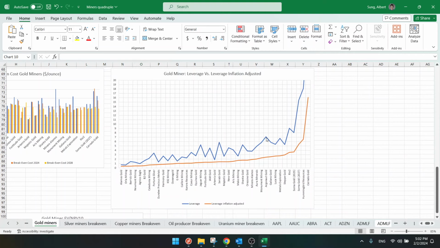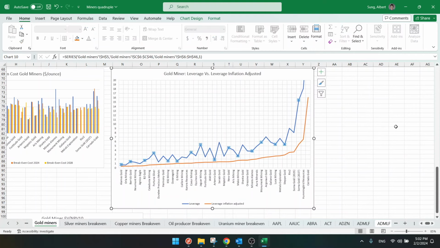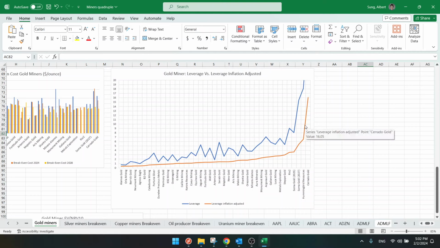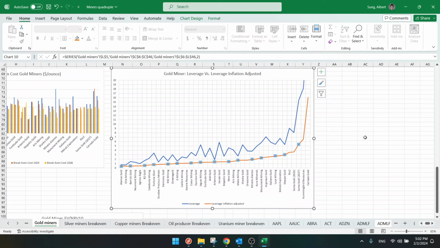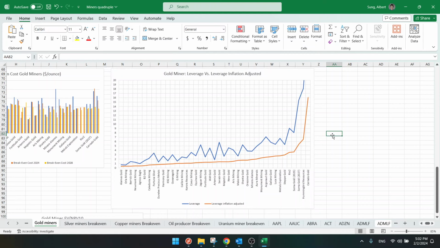The blue line is the normal leverage that I always use. So 8 times leverage for Soma Gold. That's this point. Now the orange line is the inflation adjusted leverage. And this accounts for all-in sustaining costs that go up the same percentage as the gold price goes up.